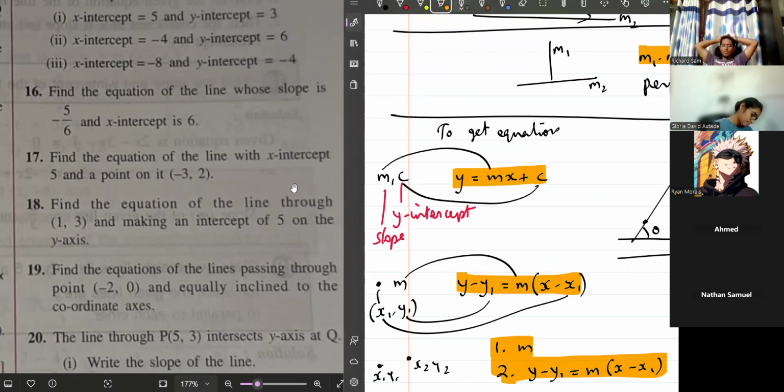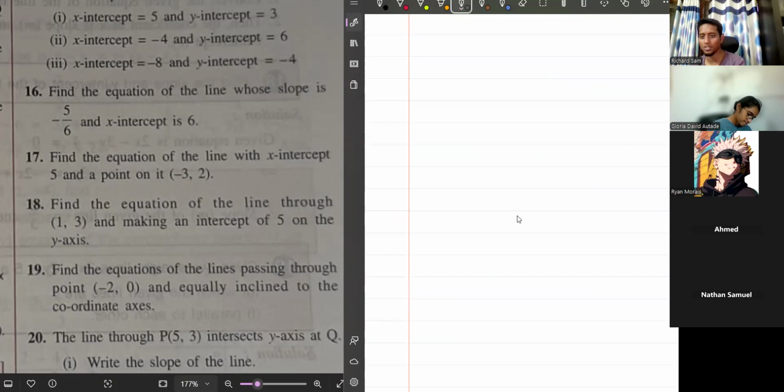Find the equation of a line with x-intercept 5 and a point. See, they've given only 1 point. Or have they given 2 points? Looks like only 1 point, no? But they have given 2 points, so the x-intercept is 5.